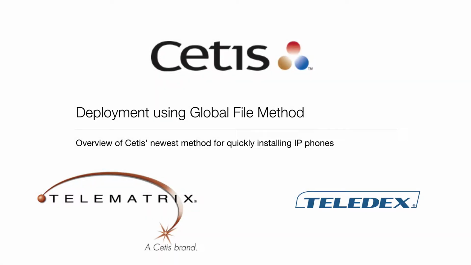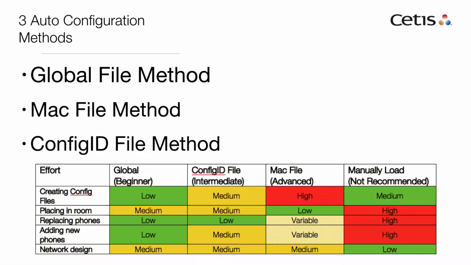Today I'm going to discuss the global file method for configuration of Cetis VoIP phones. This method will be available in general releases after 3.0.0.040 and is not available in the current GA. In 3.0.0.040 there are currently two methods to configure the phones automatically.